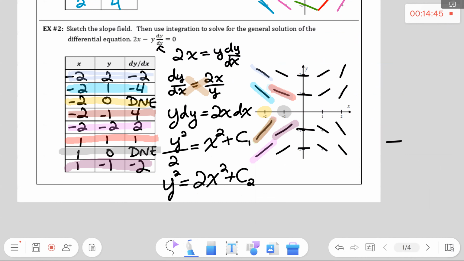Is y by itself? No. So take the square root of 2x squared plus c2. All right, that's it. Now we're done. You can circle that one. Plus or minus, since it is a square root.